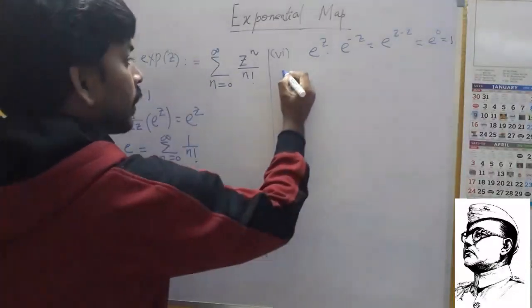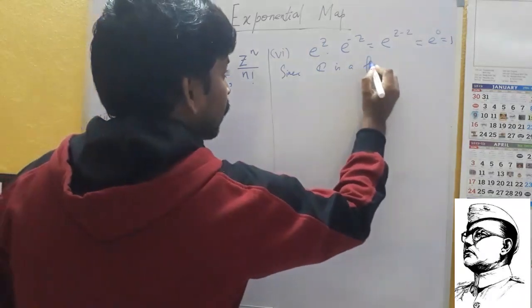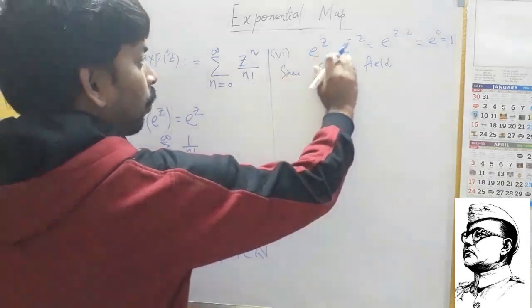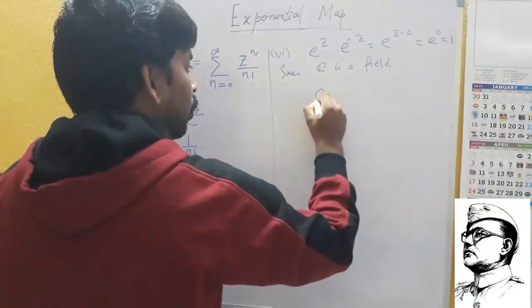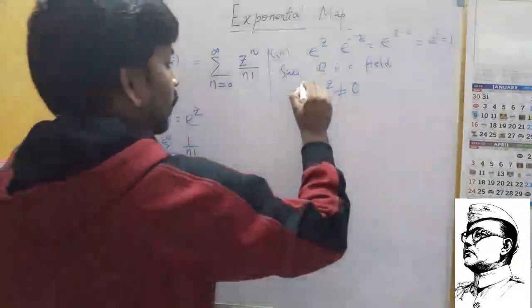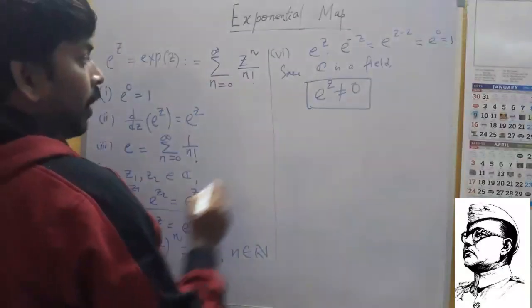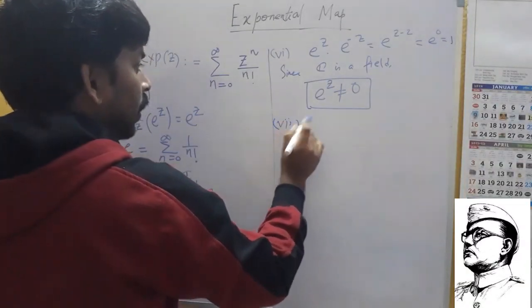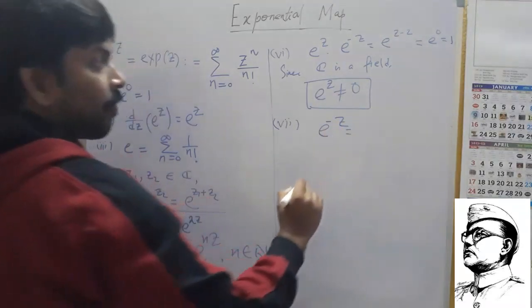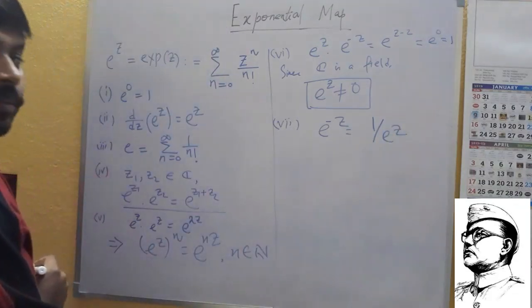Okay. Since C is a field, and the product of two complex numbers is 1, e to the power z is obviously a non-zero complex number, right. And since e to the power z is a non-zero complex number, e to the power minus z can be defined as 1 by e to the power z, right.